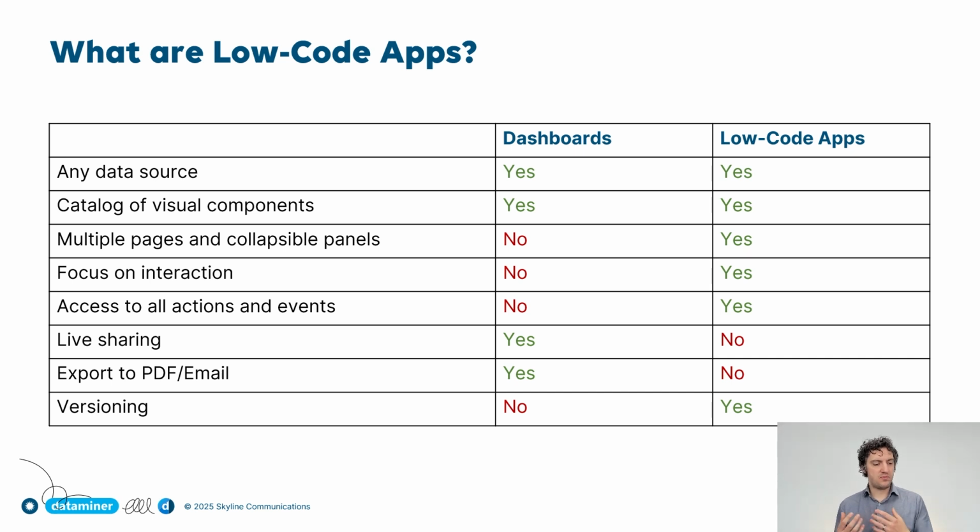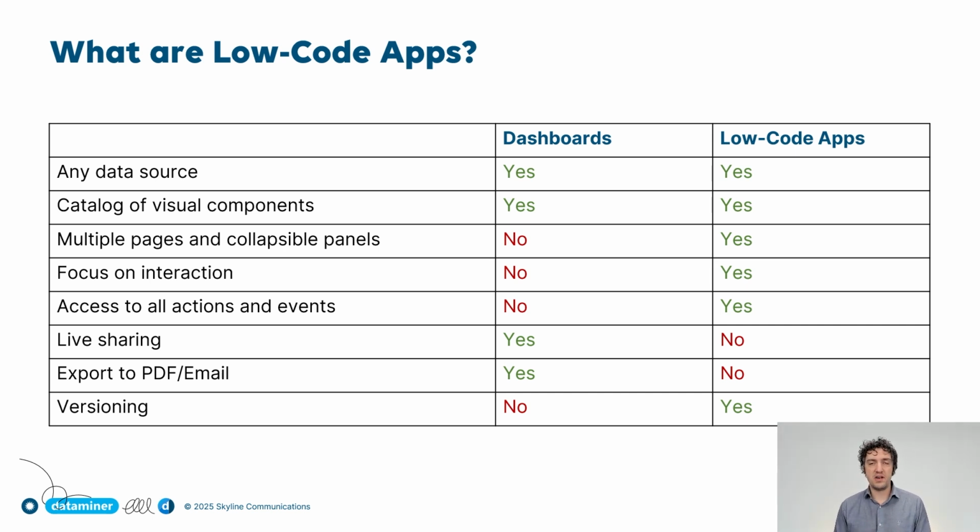And the focus on interaction means we want to be able to click certain things. We want to be able to click buttons, open panels, things like that. And for that, we'll have a couple, not many more visual components. We have access to all of the actions and events, so we'll see how that works as well. We have no live sharing in low-code apps. That is currently something that is only supported in dashboards. And of course, for a dashboard, it makes sense to export that to a PDF and email it or something like that. Given that low-code apps focus on interaction, that's not really an aim there, so that does not exist.